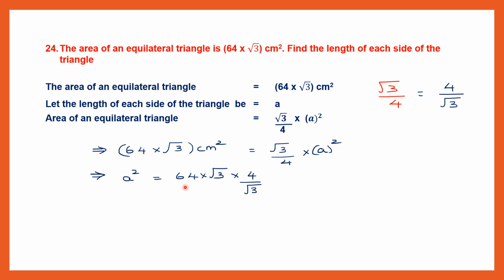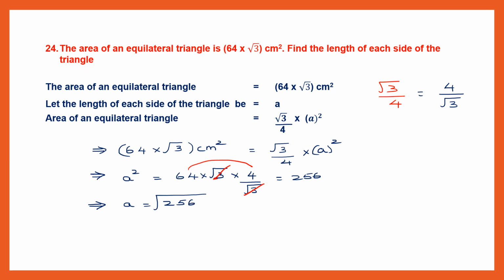Now A square will be 64 into root 3 into 4 by root 3. Now let's see if we can cancel something. I can cancel root 3 and root 3. So root 3 and root 3 go off. Now I just have to multiply 64 into 4, which is 256. So A square is 256. That means A will be the square root of 256.